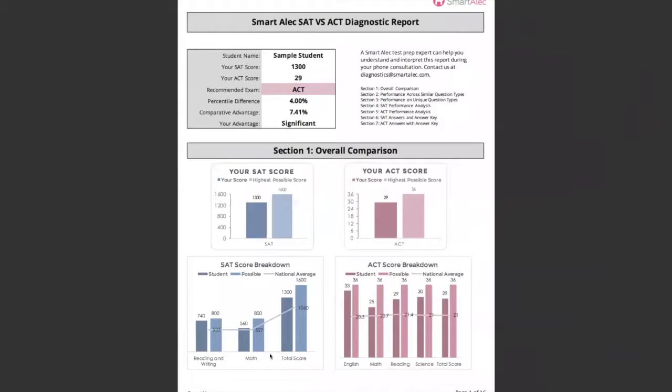Also, as a tutor, getting this report is just such a huge gift. It will give you a wonderful starting place to make your prep as effective as possible. So whenever possible, definitely try to get students to take these diagnostics, these full-length SAT, full-length ACT diagnostics. If it's not possible, you can go with the mini quizzes, or you can just help them make that decision based on those factors that I was going over.